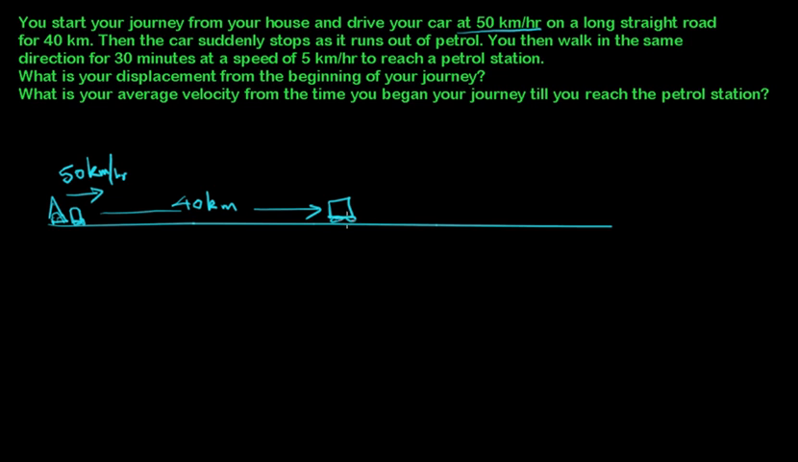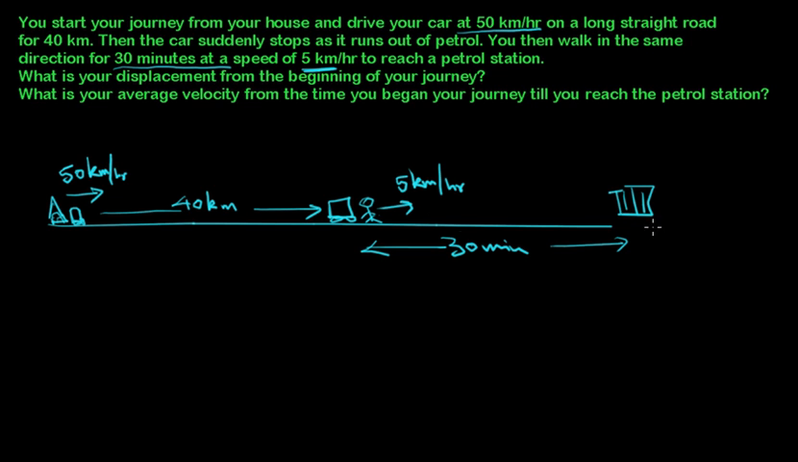And then suddenly the car stops as it runs out of petrol, and then you walk in the same direction for 30 minutes. So I continue moving like this. Now I don't know how much distance I have moved, but I know that the speed at which I'm walking is 5 kilometers an hour and I walk for 30 minutes. So that means the time I have traveled from here to, let us say this is the petrol station here, this time that I have traveled from here to there is 30 minutes.